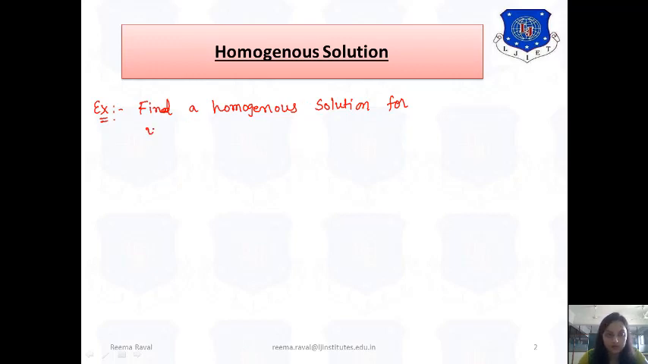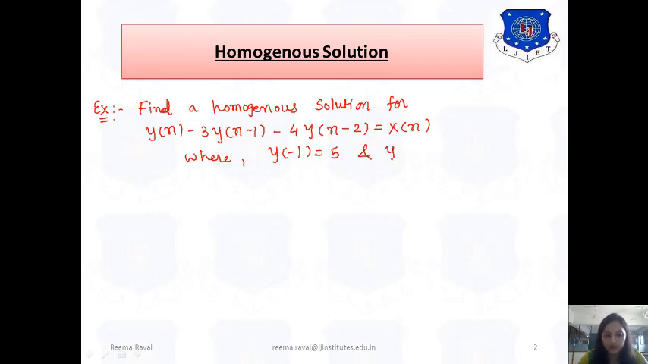y of n minus 3y of n minus 1 minus 4y of n minus 2 equals x of n, where y of minus 1 is 5 and y of minus 2 is 0. Okay, so this is the data given to you. In the equation you are given two values, that is y of minus 1 and y of minus 2, and we are going to use this in the solution. Okay, so let's start.